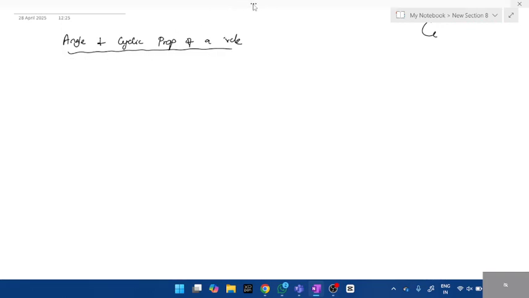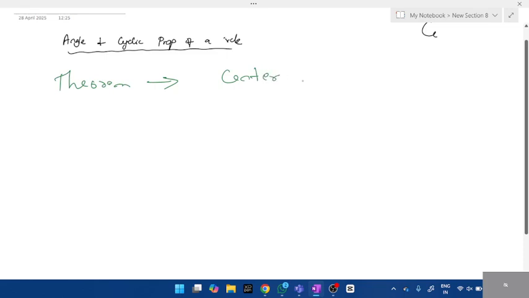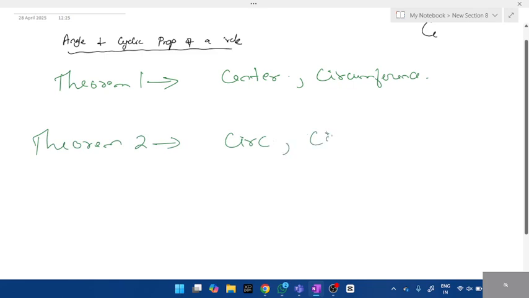Okay, the first theorem was center and circumference. Remember like this, students: Theorem 1 was related to center and circumference. Okay, Theorem 2. Theorem 2 is circumference plus circumference, that is, circumference and circumference.